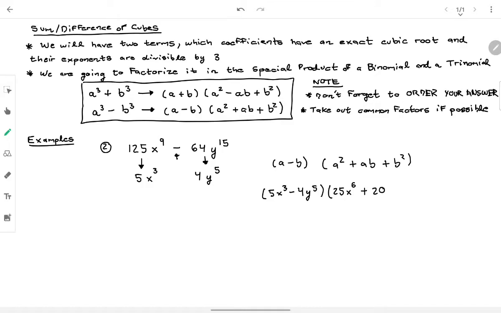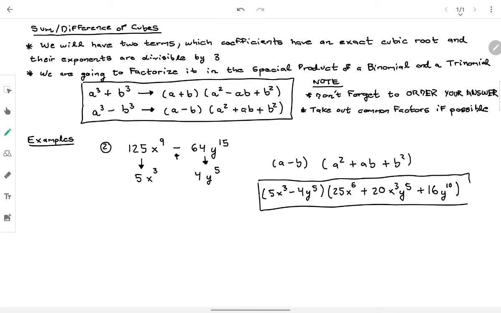20 x to the 3rd y to the 5, and the next one is going to be plus 16, that is 4 times 4. In the case of y, it's going to be y to the 10, that is the square of y to the 5. So in this case, this is going to be our final answer because there is nothing in common, we cannot take it out. It's correctly ordered, so that is going to be our actual answer for this exercise.